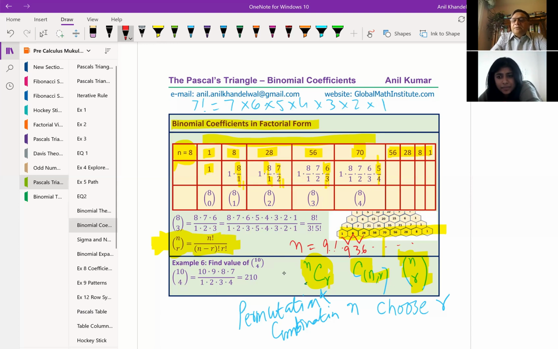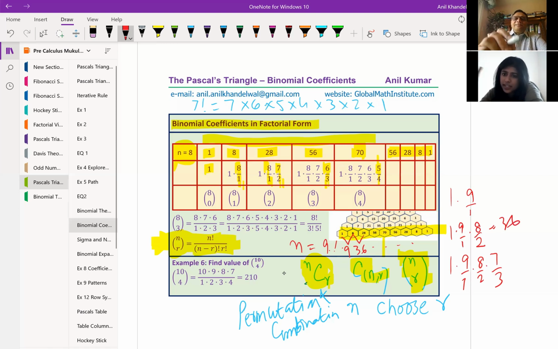The other way is the numbers are 1, and then you have 1 times 9 over 1. This is the second number. Then you have 1 times 9 over 1 times 8 over 2. Then the next number is 1 times 9 over 1 times 8 over 2 times 7 over 3. So you get the third number. Do you understand? So that's another way of getting the coefficients in a row.